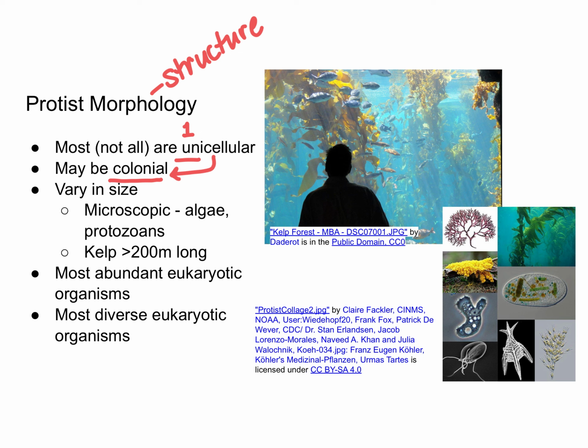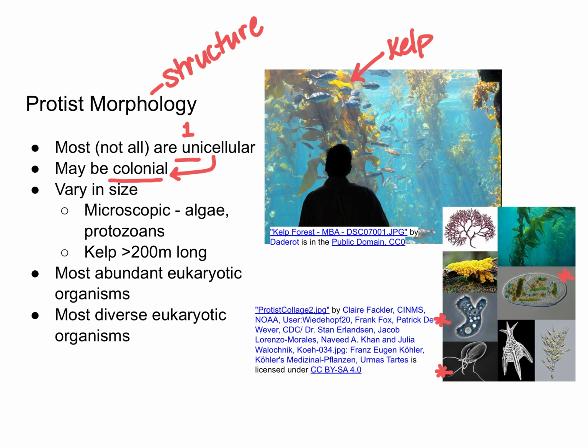Some of them are microscopic, which you can kind of see in this picture over here. We've got some microscopic ones that are being shown. Or they can be really, really big. So this is a kelp forest here. So this is kelp. And this picture was actually, I believe, taken at an aquarium, but it gives you an idea of how big these kelp organisms can become. They can reach over 200 meters long. That's over 600 feet. And these are common in the Pacific Ocean.